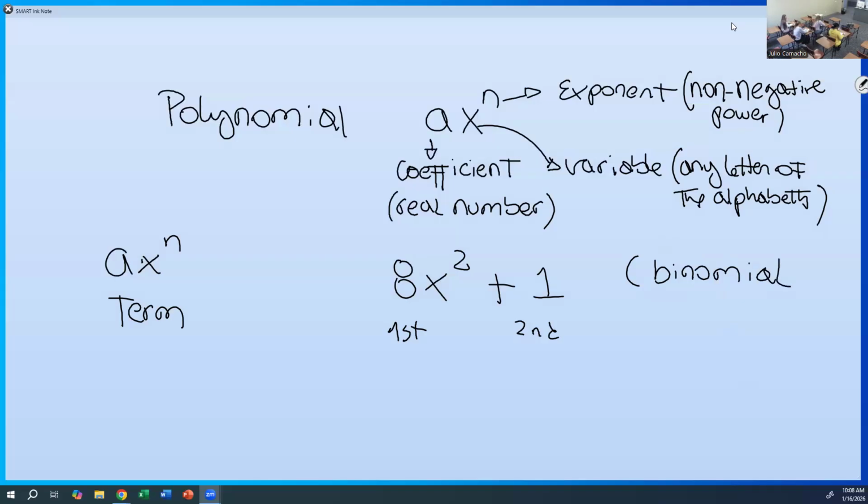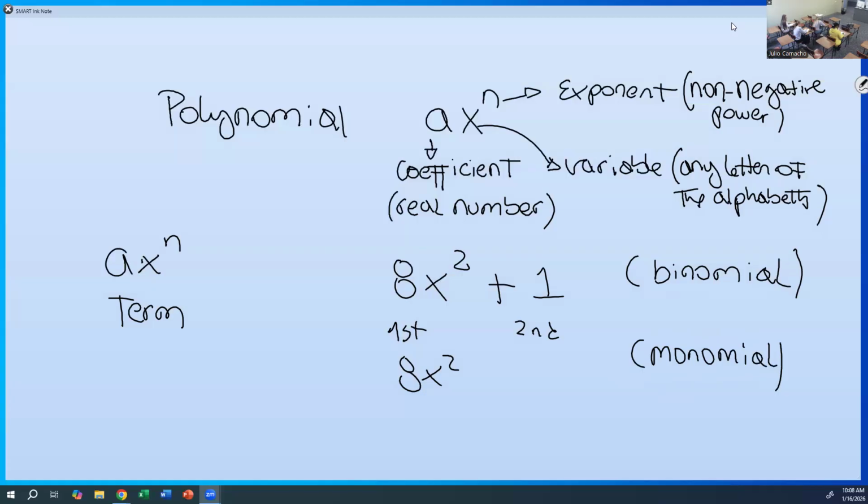If you have only one term, like x squared, it's called a monomial.